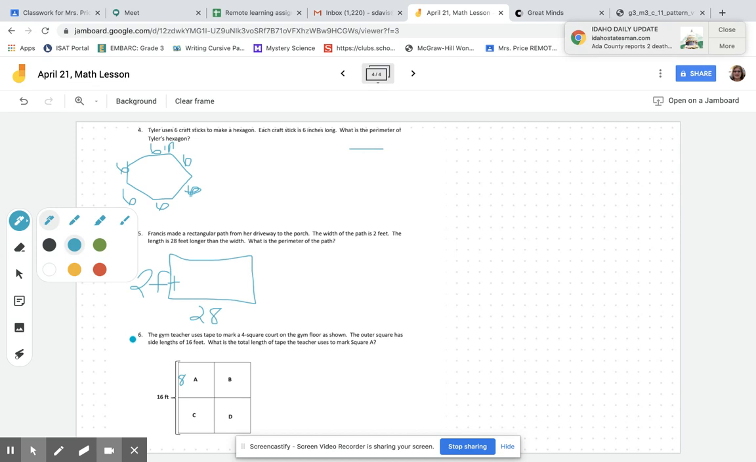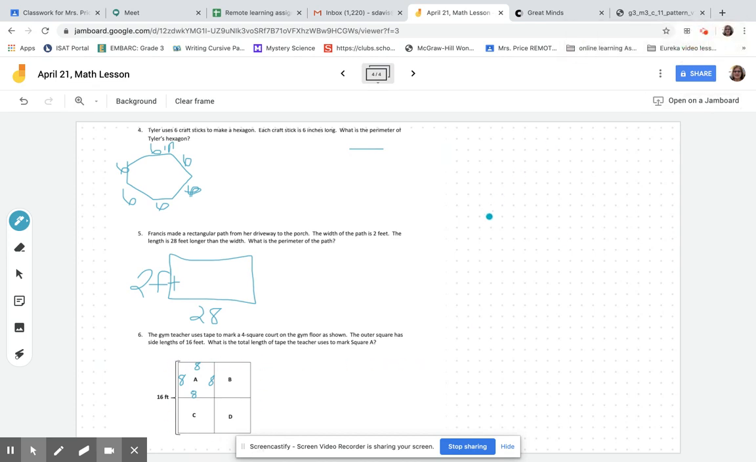Here we go. Each of these is going to be 8. If we were asked to find the perimeter for this whole thing, we wouldn't do these inside shapes. But where it's asking for just square A, then you will do these inside shapes because we're only looking at this one square. We're not looking at the whole square. I hope that helps you. I hope that makes sense.